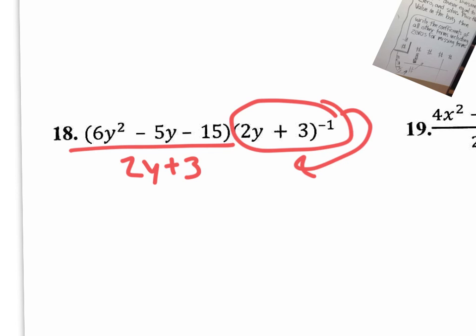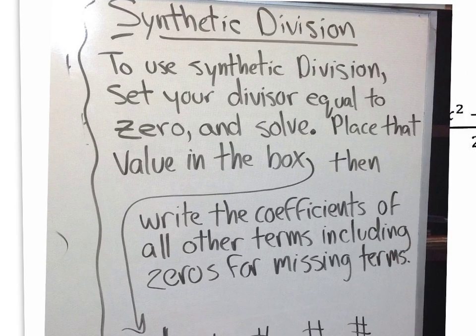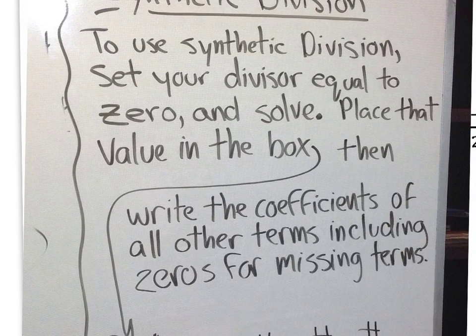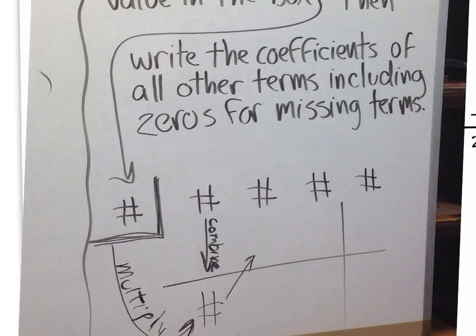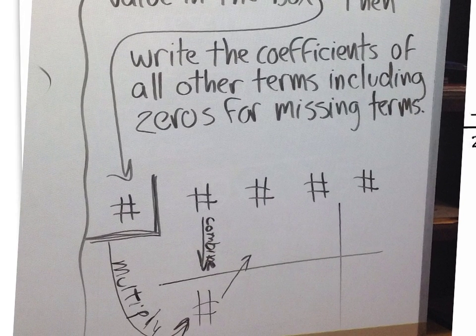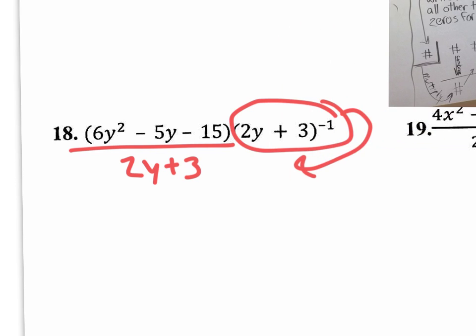Now, on our notes from today from the board, it says, to use synthetic division, set your divisor equal to 0 and solve. And then place that value inside the box, right? And then write all the other coefficients of the other terms, including the zeros for the missing terms over here. So let's start by setting our divisor. In this case, the divisor is 2y plus 3, setting that equal to 0 and solving.